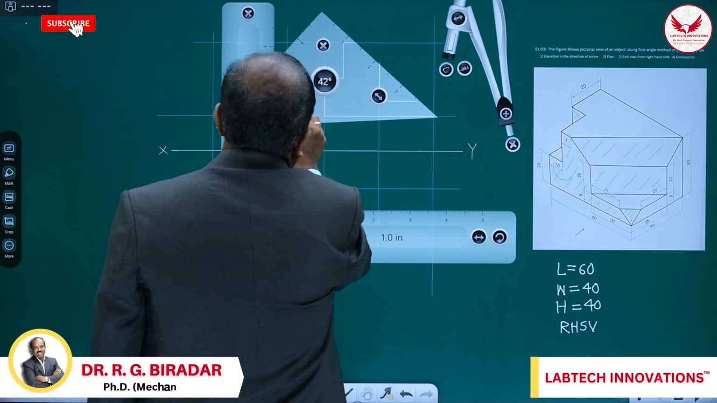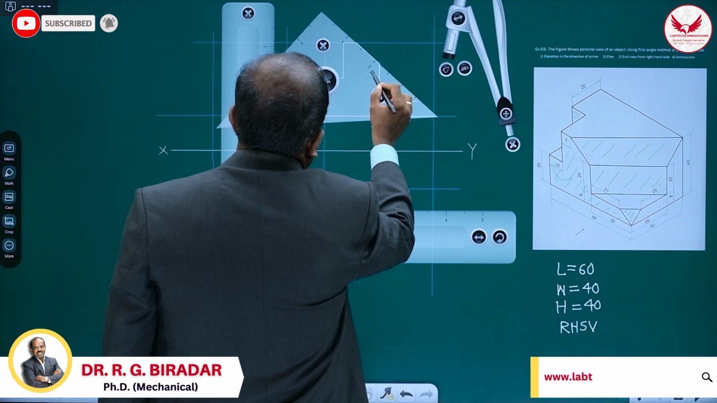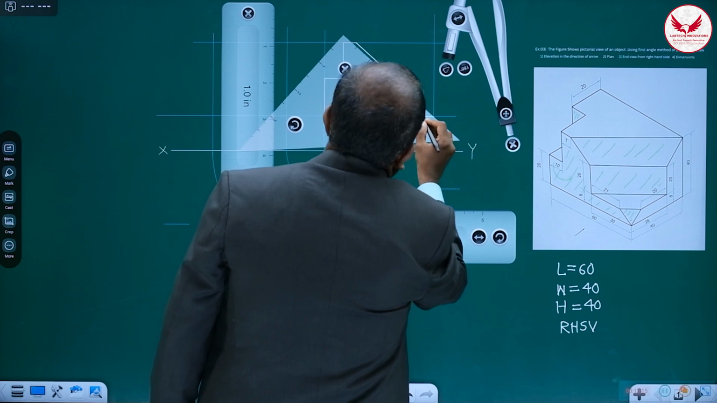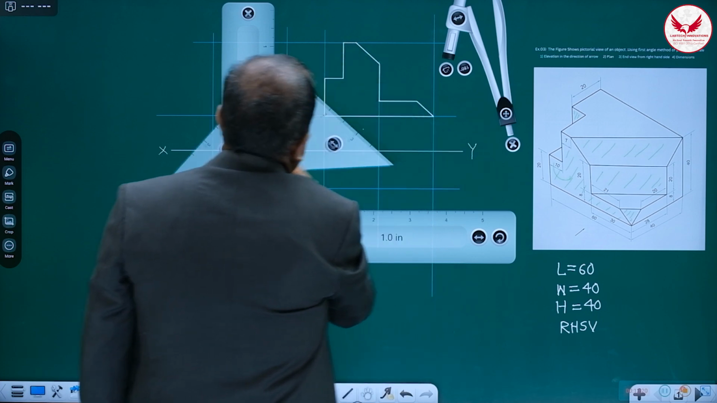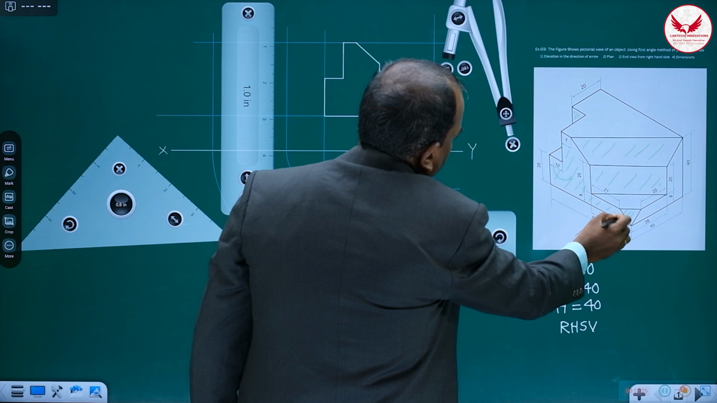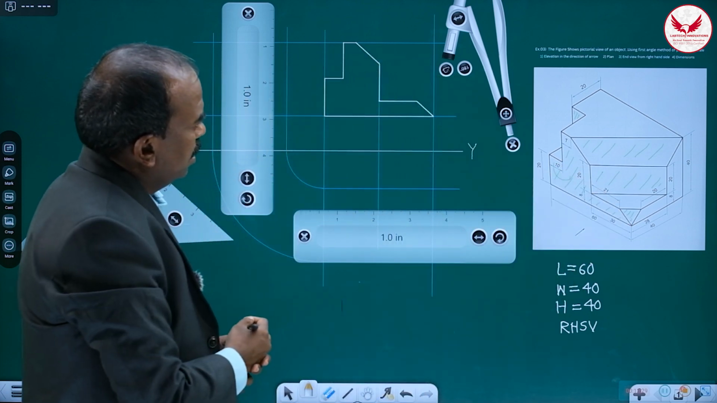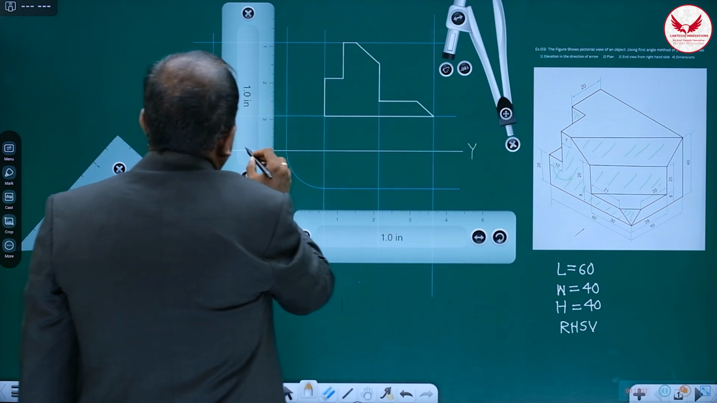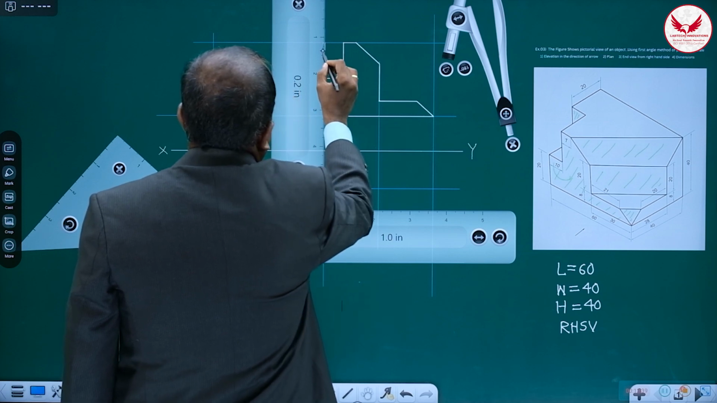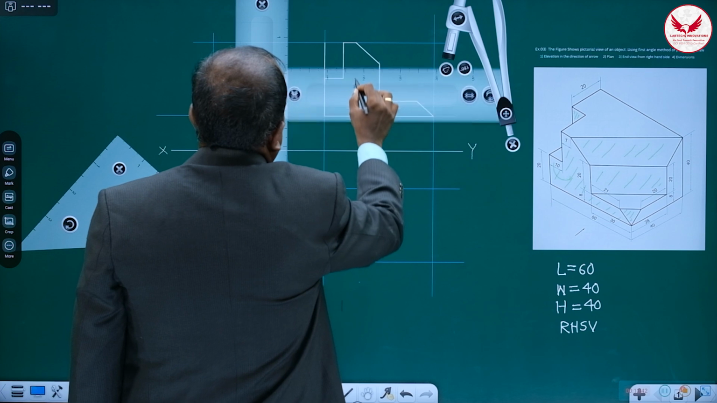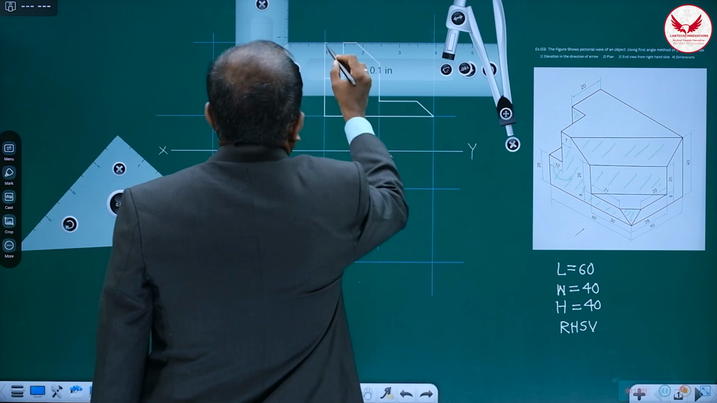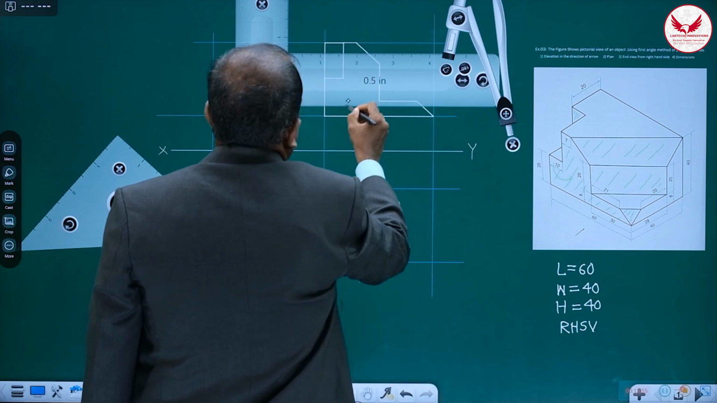Once we mark this 20, afterwards you have to join these two lines like this. One will be in this way, and the second like this. So this is the major single surface that we have drawn. Then afterwards, whatever this backside portion is, what we have to do is draw this vertical line, and this horizontal line.